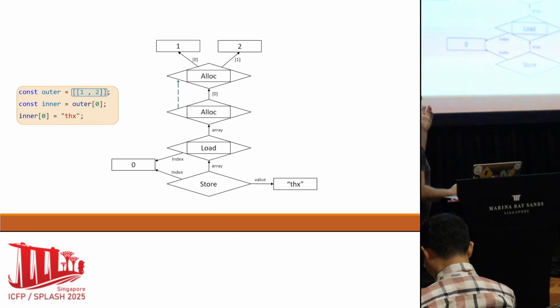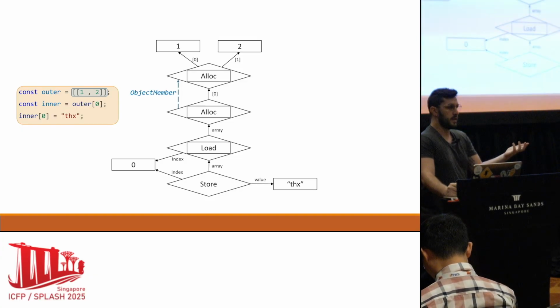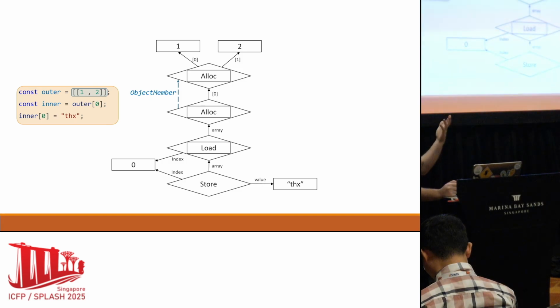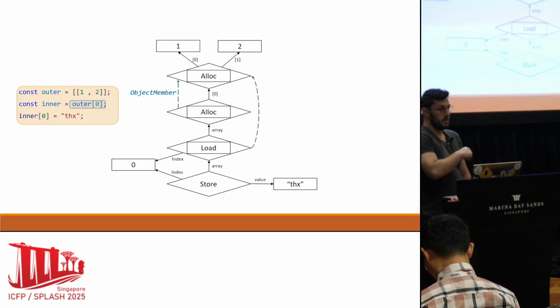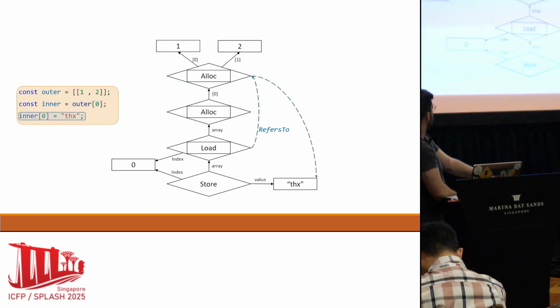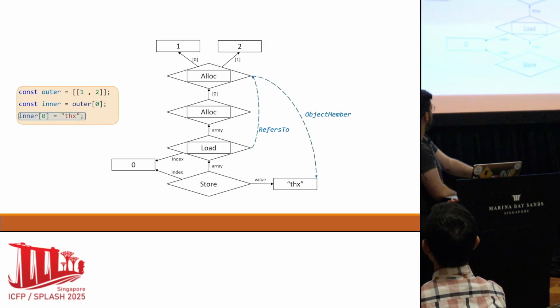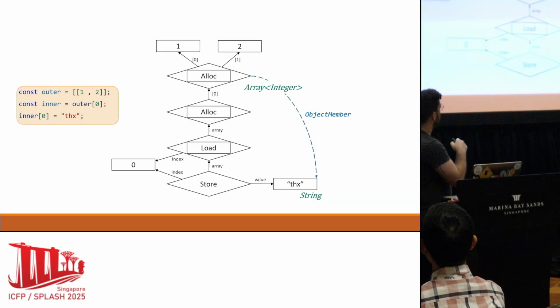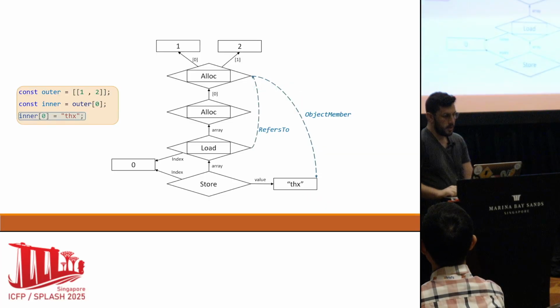So in our case, we know that if we allocate an array, now every value we pass to the construction of the array is a member of this array, a member of this object, okay? Also, if we load something from an array, we know that now the load vertex, the load node, may refer to any of the objects the array holds, right? And so on and so forth. Once again, when we store something to an object, now this object can hold the string in that case.